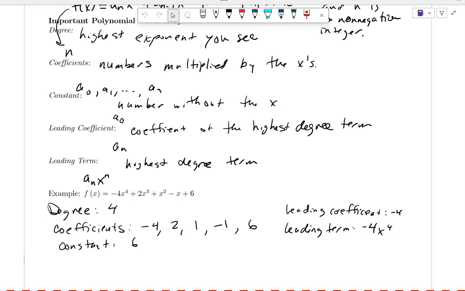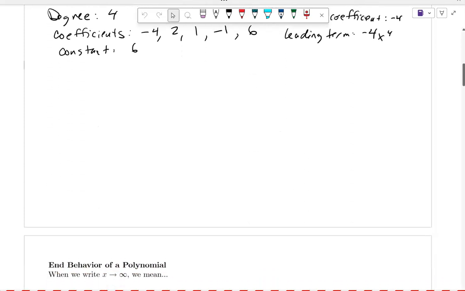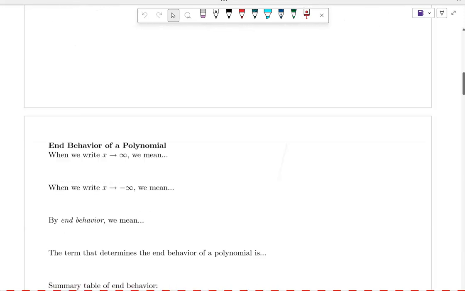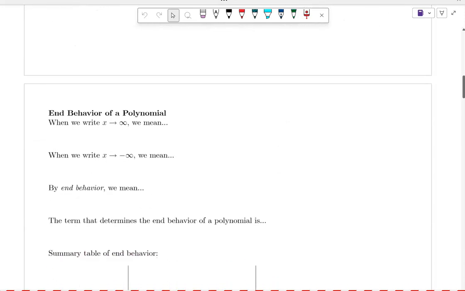Being able to identify these will help us with the concept of end behavior. Well, part of this, I should say, will help us with the concept of end behavior. So let's talk about what we mean by end behavior.